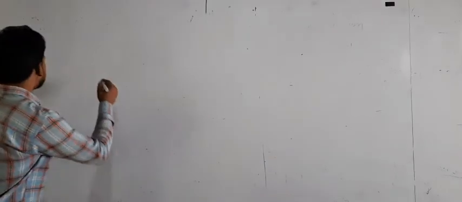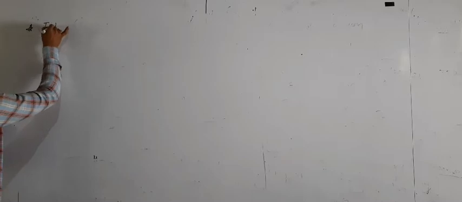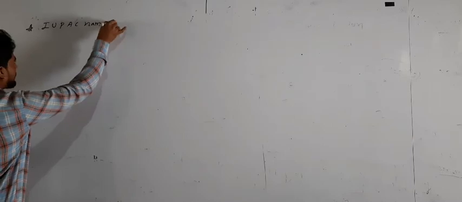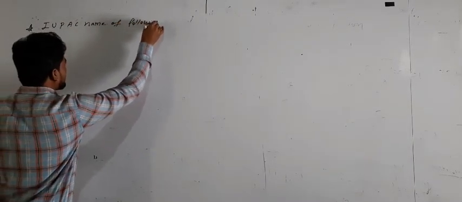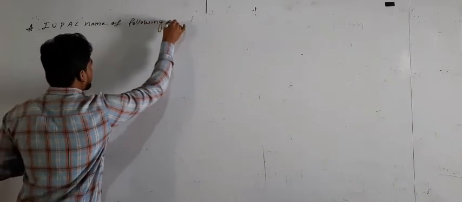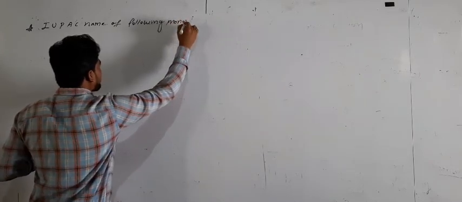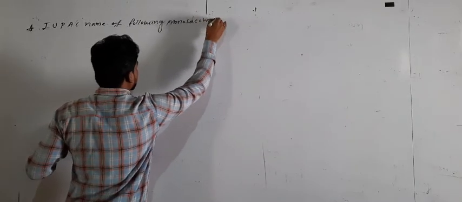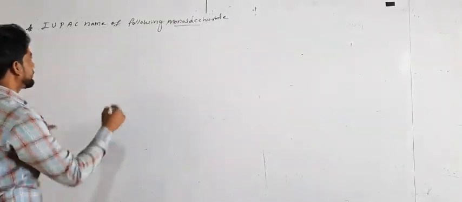The question is: how to write the IUPAC name of the following monosaccharides? You know what a monosaccharide is? It is a simple sugar, called a monosaccharide. Glucose and fructose contain only 6 carbon. Clear? So we take some examples.